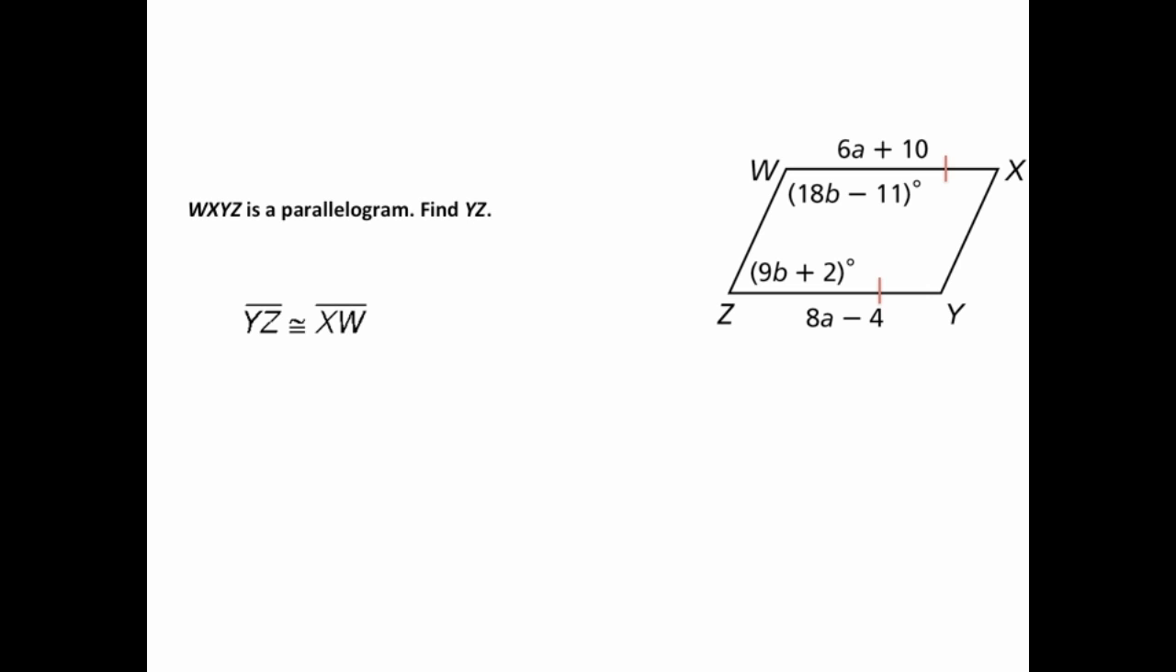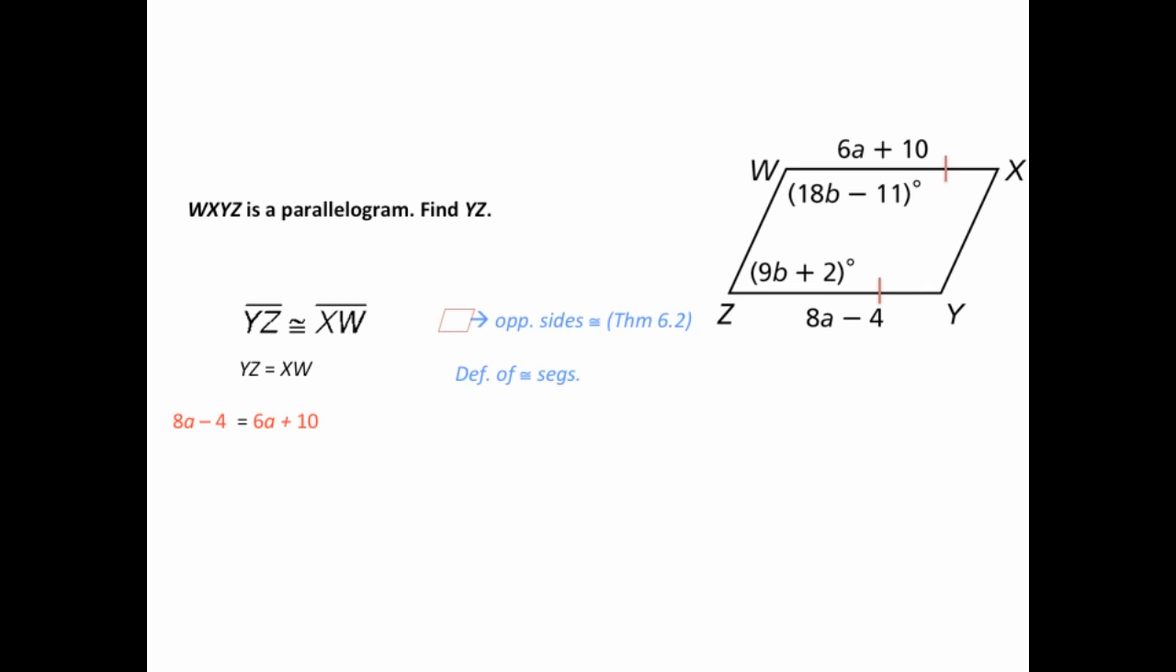So that means that the lengths of those two segments have to be equal. So we'll be able to set the 6a plus 10 and the 8a minus 4 equal to each other and solve for a to ultimately find the length of YZ. The fact that those two segments are congruent, because we know that in a parallelogram opposite sides are congruent, again theorem 6.2, then allows us to use the definition of congruent segments to say their lengths have to be equal, which then allows us to use the substitution property to make the statement that 8a minus 4 has to be equal to 6a plus 10.